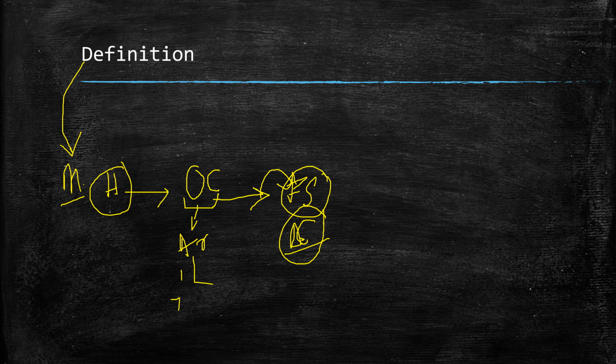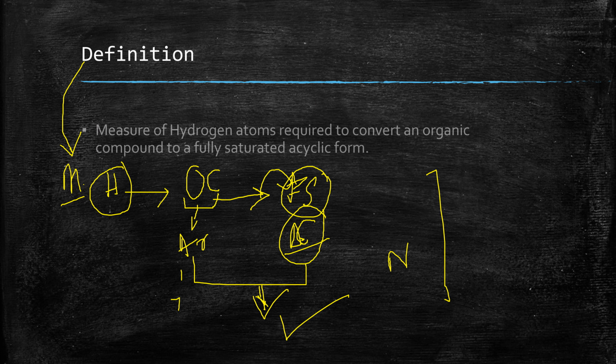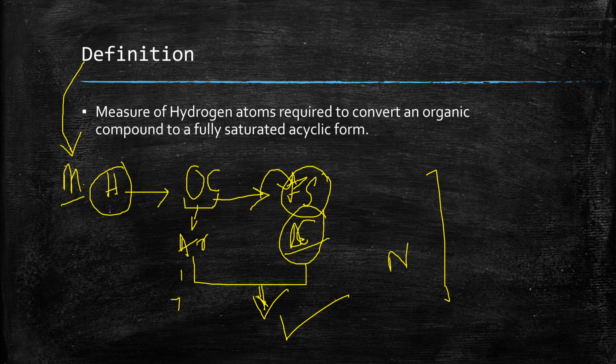In that process, the number of hydrogens that will be required, that number is not the IHD itself, it is the measure of the number, right? It gives us the total measure of the number of hydrogens that will be required in the process, which you will get to know about in a few slides. So here's the definition: measure of hydrogen atoms required to convert an organic compound to a fully saturated acyclic form. It's important: fully saturated and acyclic form. These two features should be maintained in the end product that we are forming.